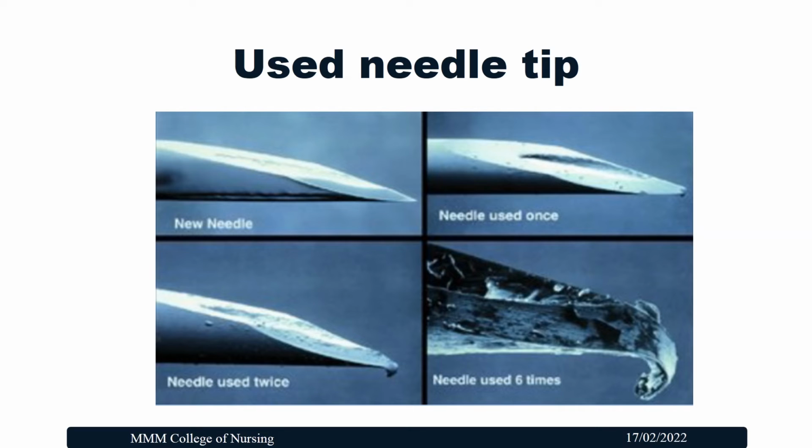Just after a single usage, you can see the tip become blunted, and after 2 usages, it is more blunted. With 6 injections, it is completely bent. If we see with the naked eye, it will not be much visible, but the patient will have more pain and tissue injury. To avoid this, remember that we have to use the needles only once.